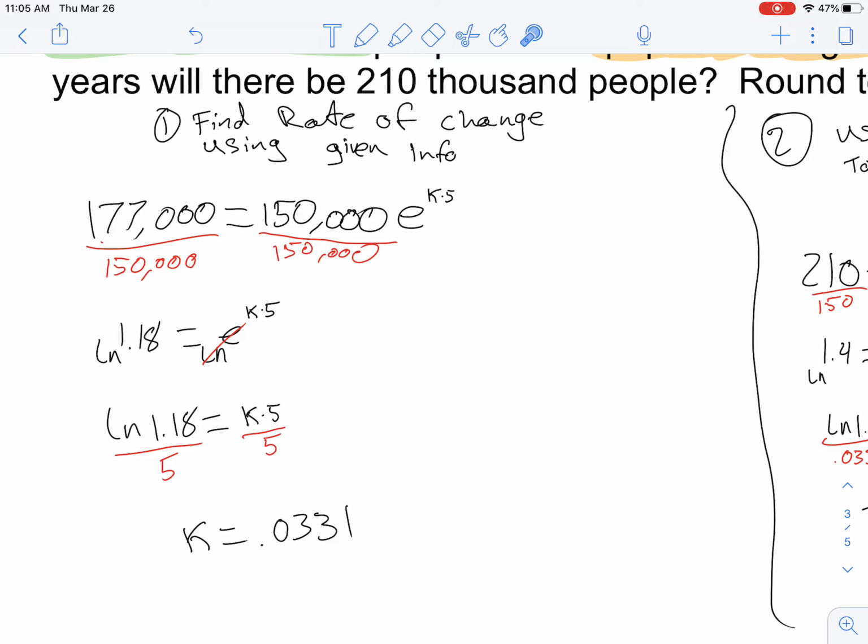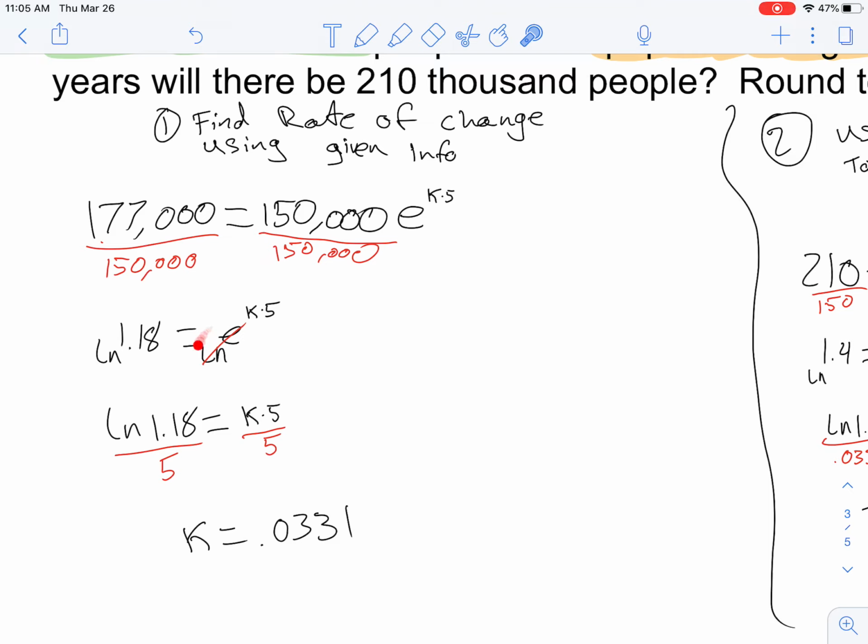And you would leave it like that, because if I had to round a decimal, we would want to leave it like this because it's going to give us the most accurate answer. As we round and then use those numbers, it throws our answers off by increments.